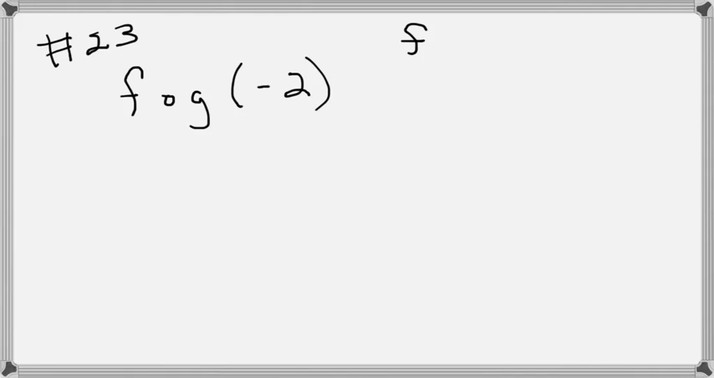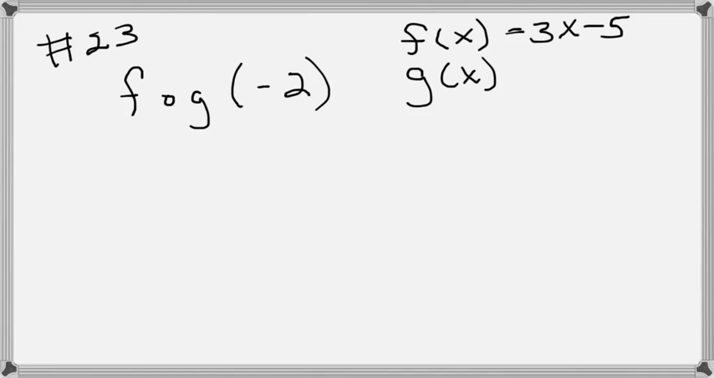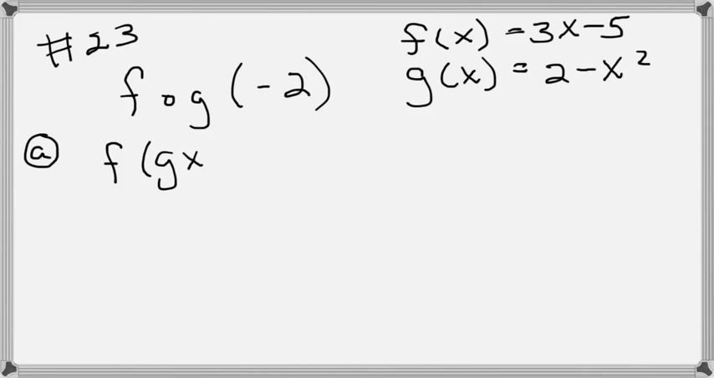And I'm going to do that when x is negative 2. And they give me a function of f of x. We're going to let f of x be 3x minus 5, and we're going to let g of x equal 2 minus x squared. Alright, so for section A, they want f composed of g at negative 2. So I'm going to have to find f of g of x. That's the first thing I'm going to do.